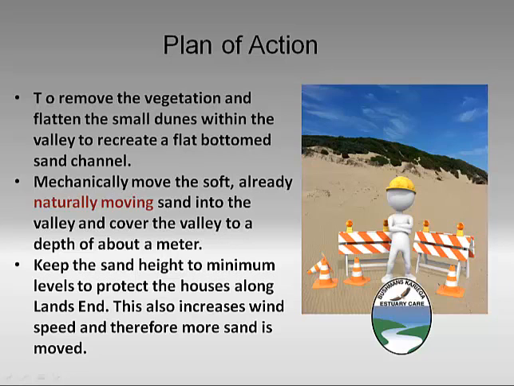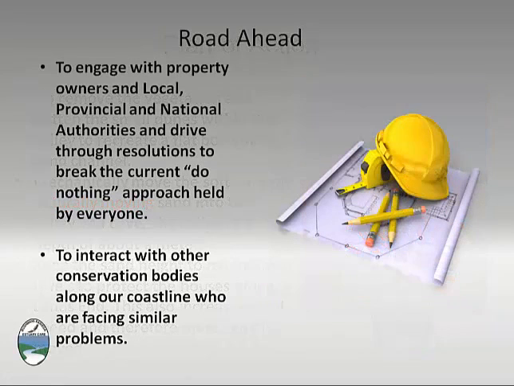We would mechanically move the soft sand, that white sand that we could see in the picture, the already moving natural sand, and we would load this up on lorries and distribute it over the valley floor to about 1 meter in height. And the idea is that we would keep this level to a minimum to stop sand rising to affect the houses down Dry Bones Valley, and in doing so we would also increase the wind speed, and therefore more sand would be moved.